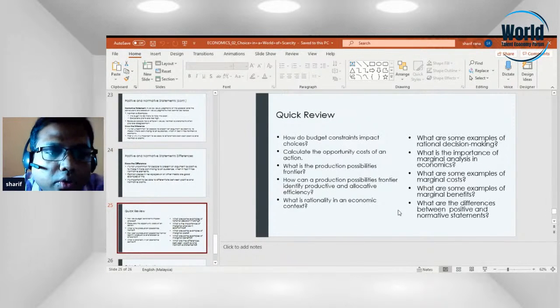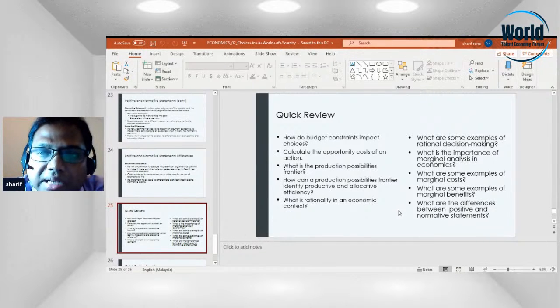Quick review. So if we want to understand the whole thing, we can go through a quick review. How does a budget constraint impact choice? Calculate the opportunity cost. What is the production possibility frontier? How can a production possibility frontier identify productive and allocative efficiency? What is rationality in an economic context? What are some examples of rational decision making?